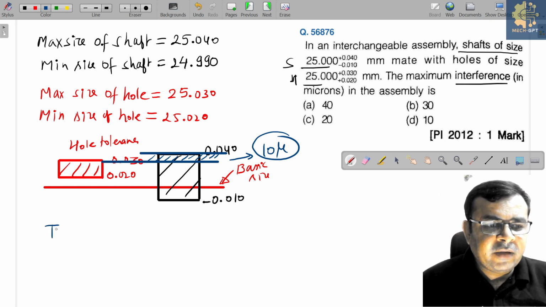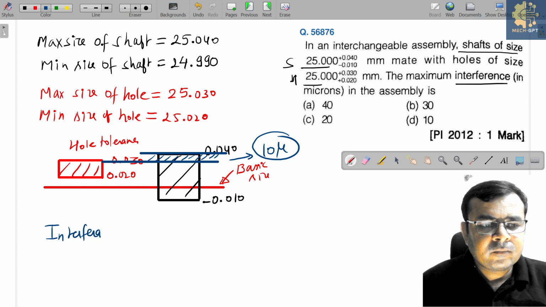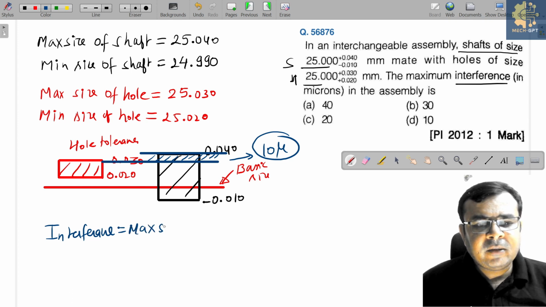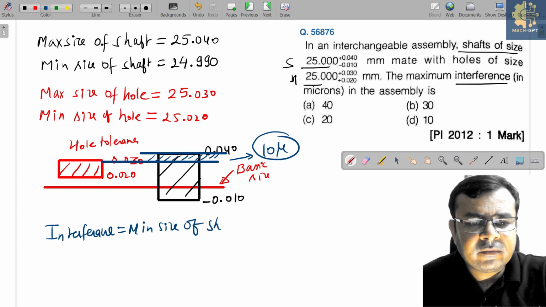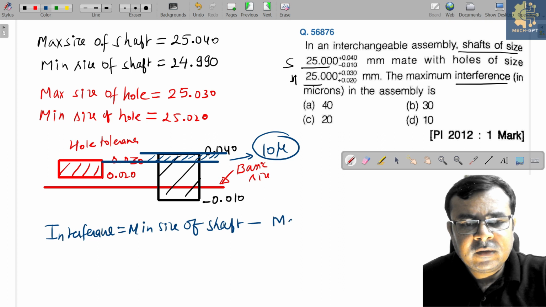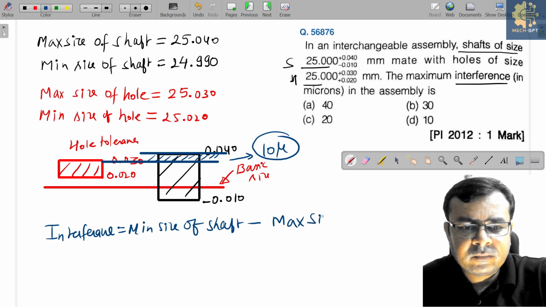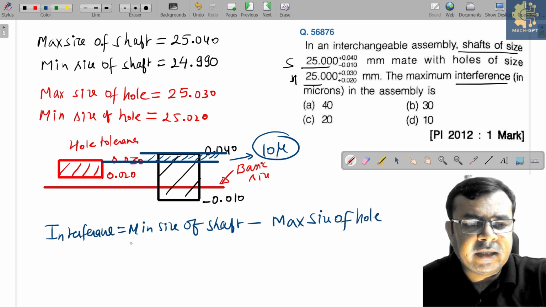Actually, if I talk about interference, it is the difference between the minimum size of the shaft minus the maximum size of the hole. This difference is called interference.